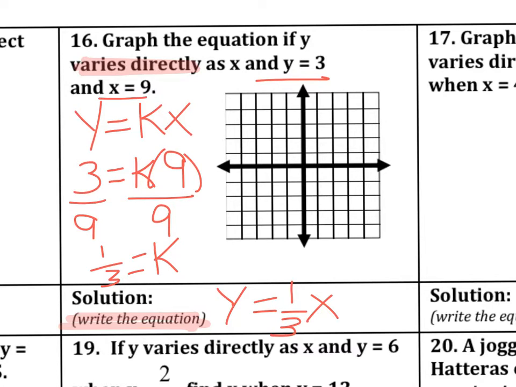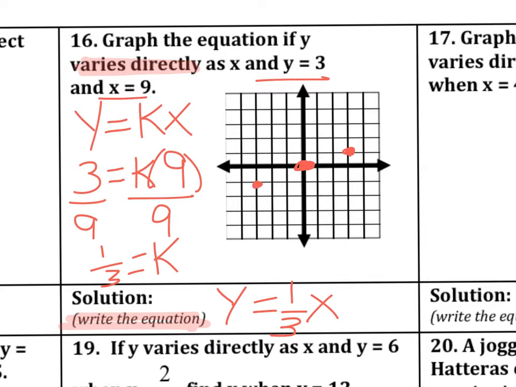Now let's graph it. Remember, in a direct variation equation, you always start at the origin right here, which is 0, 0, and then you're going to do whatever the slope tells us to do. So the slope says to rise 1 and go over 3. So we're going to do that. I went up 1 and over 3, and we can also go down 1 and to the left 3.